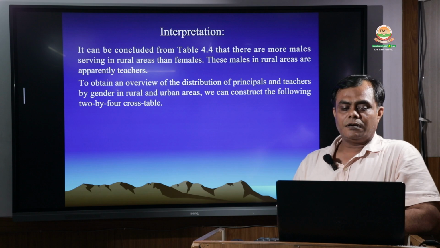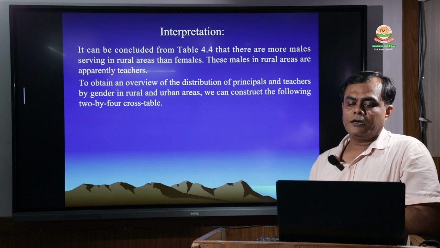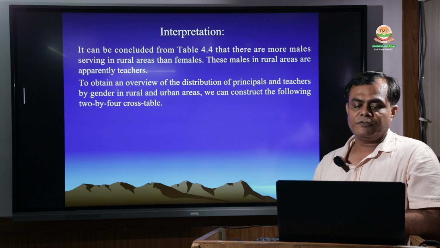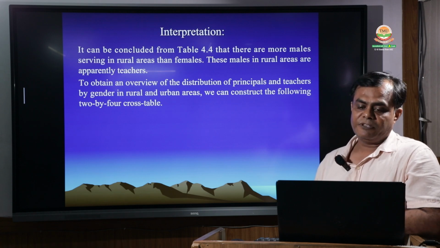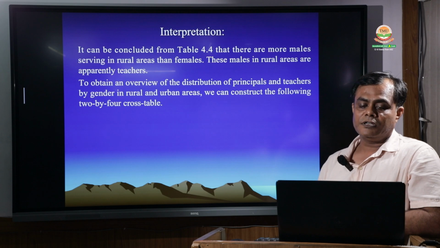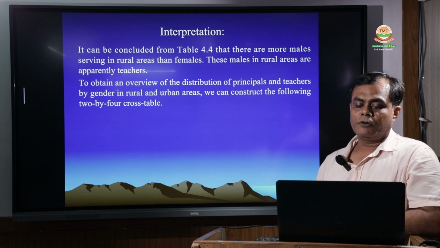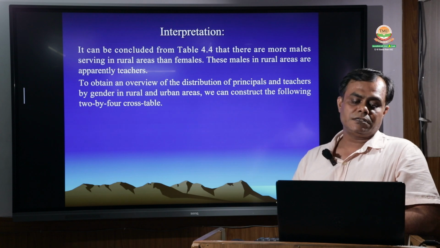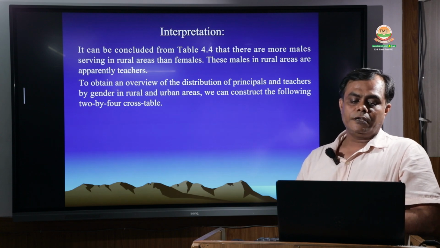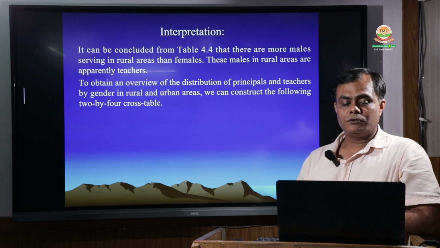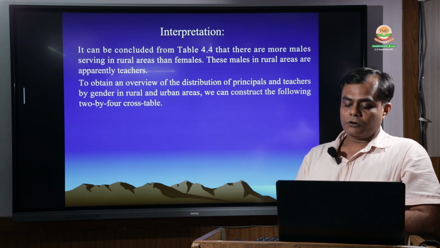It can be concluded from table 4.4 that there are more males serving in the rural area than females. These males in the rural area are apparently the teachers. To obtain an overview of the distribution of the principals and the teachers by gender in a rural or urban area, we can construct the following 2x4 cross tabulation.